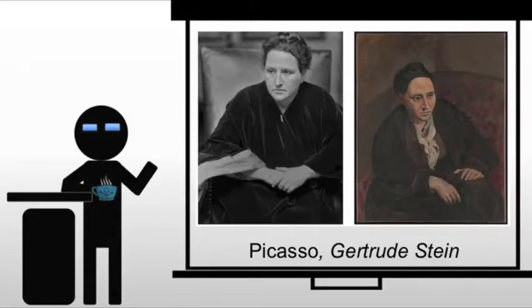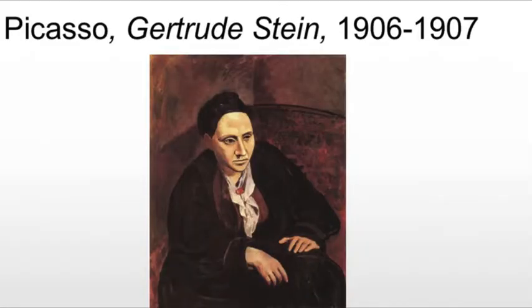So we start with the portrait of Gertrude Stein. Now, in this case, what we're looking at should be a fairly simple portrait. In fact, it's painted in 1906, 1907. And what's happening is Picasso's looking for a new way to depict form. And if you look at most of it, it's pretty standard for a portrait.